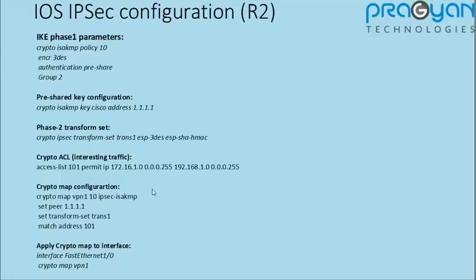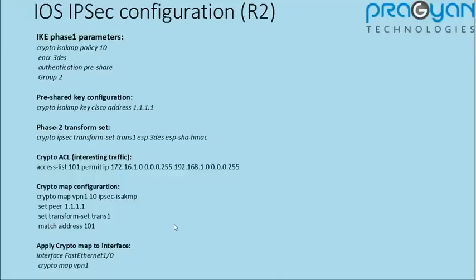And R2 is almost similar. You'll see that my phase 1 parameters are the same, and then the pre-shared key, just that my address is R1's address now. Similarly the transform set, and similarly the access list, except that the access list will have the local network and remote network reversed. And then similar kind of stuff: for the VPN, the peer is the other party, and the rest of the stuff is the same. So that's really the configuration of a VPN on a Cisco device, right?